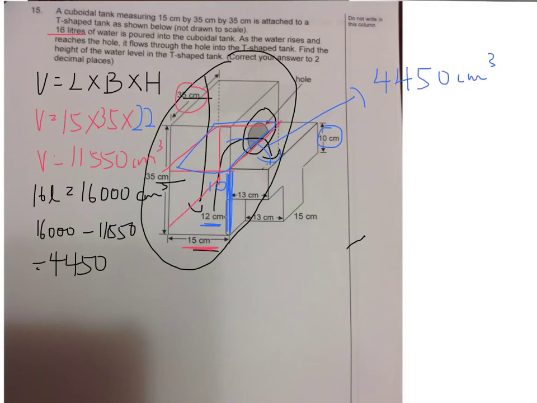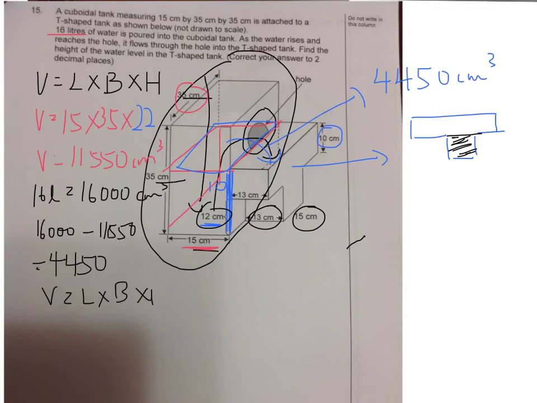4,450 centimeter cube. Now if you look at this tank, this is a T-shaped tank that looks like this. We find out what is the volume here at this point first, and then we can slowly find out the height that the water will reach. At the bottom here, we will have 13, that's the length, times breadth 15, and the height is 12. So volume equals length times breadth times height. Volume equals 13 times 15 times 12.